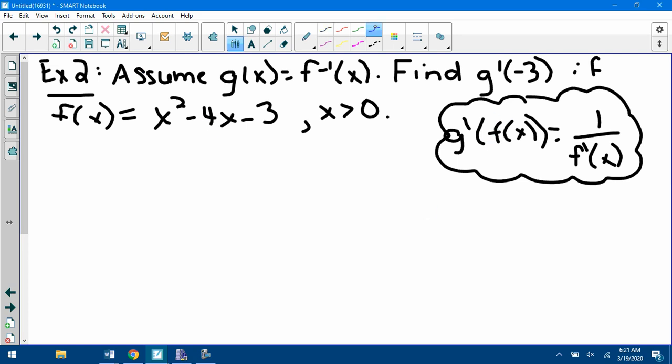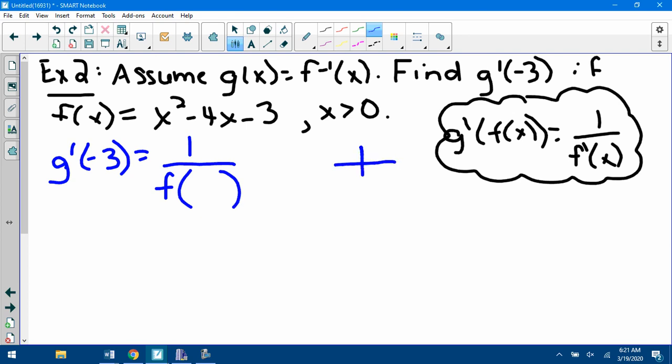My goal is I want to find g prime of negative 3, so the derivative of the inverse at negative 3. I know that's going to equal 1 over f prime of something. I just don't know what that something is yet. Because remember, if this is x and this is f of x, that negative 3 value is f of x. For the inverse g, this would be x, and this would be g of x. We switch the x and y's. I've got to find the x value that goes with negative 3 because that's what's going to go here.